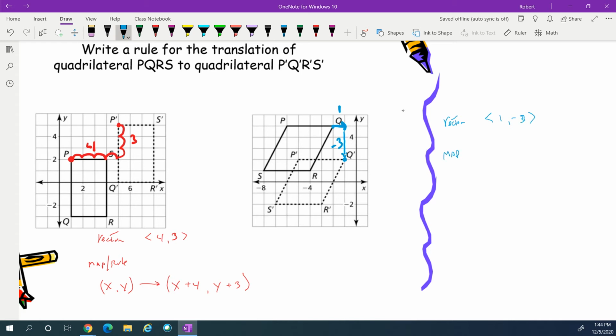And as a map or a rule, I took my X and Y, moved it to a new location, following the rule. For the X's, we added 1, and for the Y's, we subtracted 3. And I do that for all 4 points, and that's how I get my new image, or my post image. Remember, those terms are a little bit interchangeable.